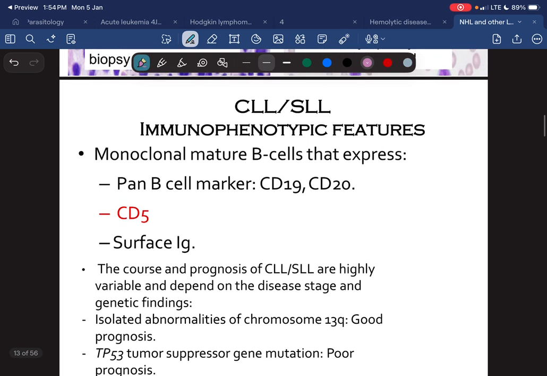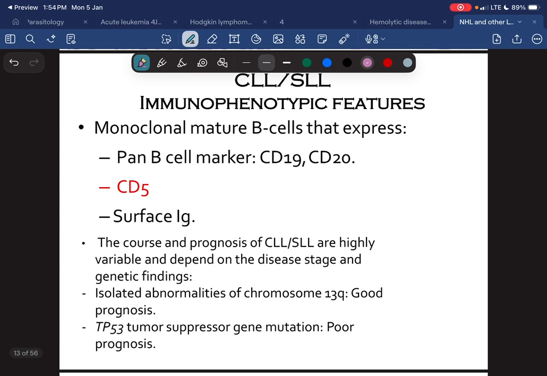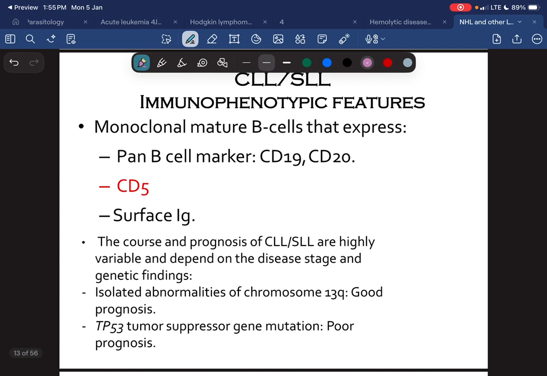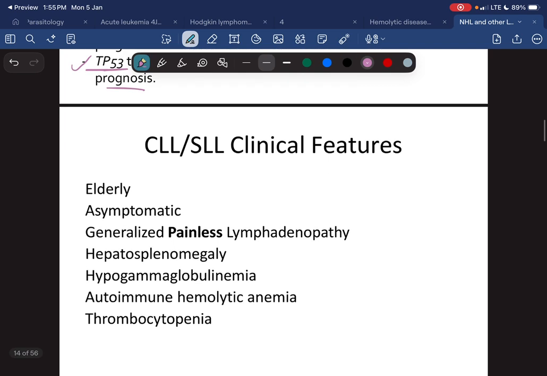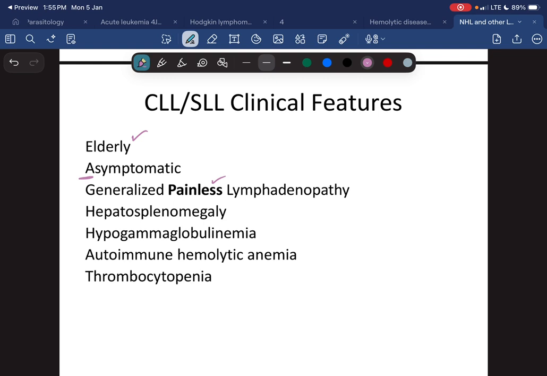The course and prognosis of CLL and SLL is variable, depending on the disease stage and genetic findings. For example, cases with an isolated chromosome 13q abnormality are associated with a good prognosis, while patients with CLL with a p53 mutation show what? Poor prognostic indicators. Affecting the elderly, it is usually asymptomatic, presenting with painless lymphadenopathy, hepatomegaly, splenomegaly, hypogammaglobulinemia, autoimmune hemolytic anemia, and thrombocytopenia.